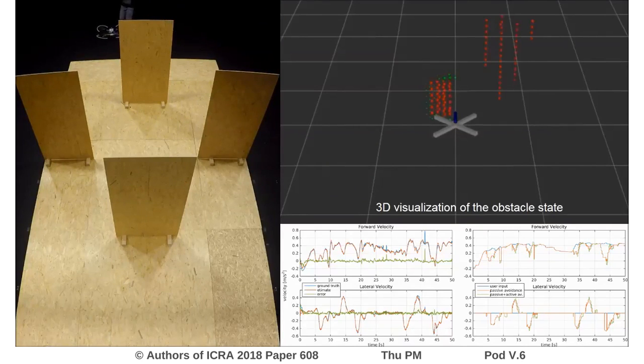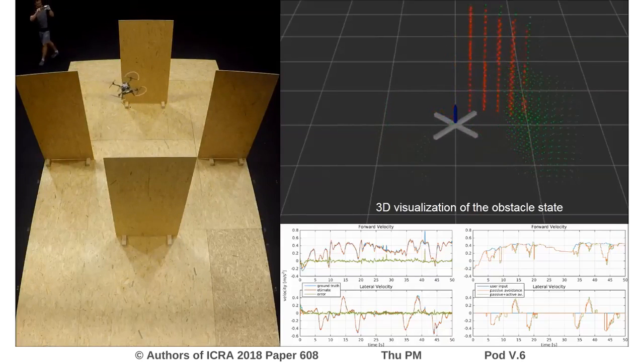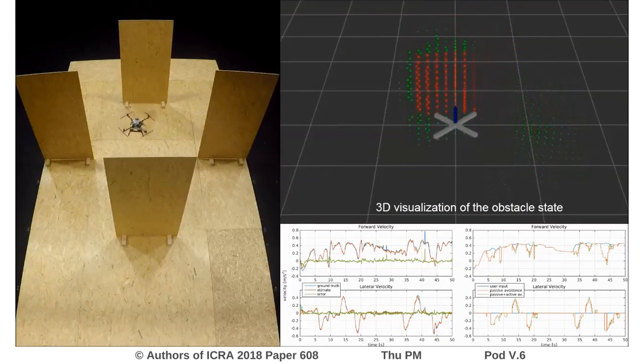As the operator commands the robot to go forward, the algorithm extrapolates the robot's trajectory and alters the commanded velocity in order to avoid collisions. The results of the state estimation and the behavior of the avoidance algorithm are shown in the graph on the bottom right.